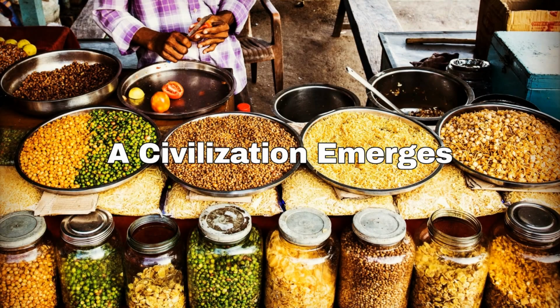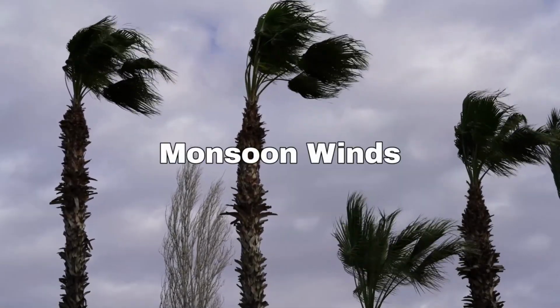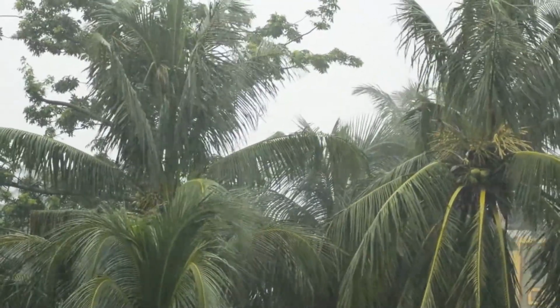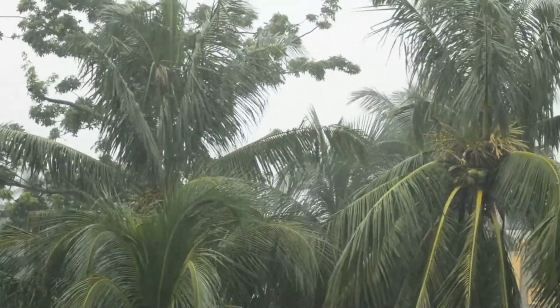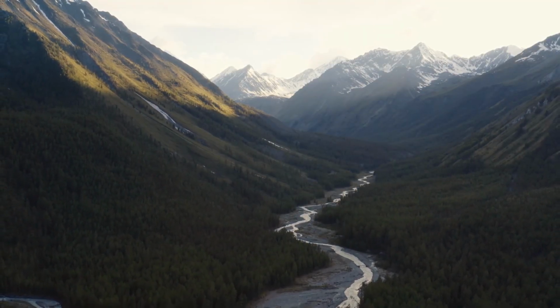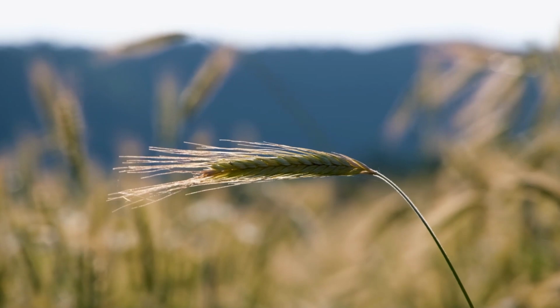A civilization emerges. For thousands of years, seasonal winds, called monsoon winds, have blown across South Asia. Summer monsoons brought rain to India for months at a time. The summer rains caused the Indus River to overflow its banks, depositing rich silt across the nearby plains. As a result, the Indus River Valley was the most fertile region in ancient India. These geographic conditions allowed the first settlers to become an agricultural civilization.